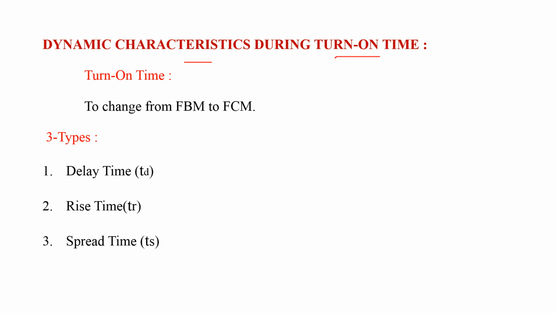Before going to these characteristics, first we have to know the meaning of turn on time of the SCR. Turn on time of the SCR is defined as the time taken by the SCR to change from forward blocking mode to forward conducting mode. Dynamic characteristics during turn on period of the SCR can be classified into three types: the first one is the delay time, the second one is the rise time, and the third one is the spread time.